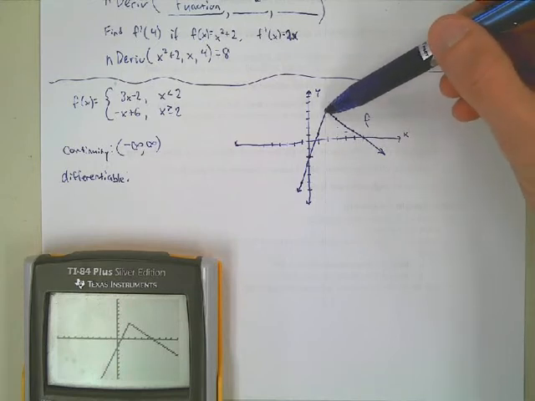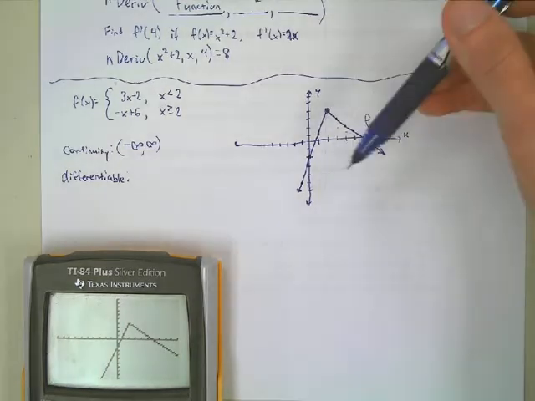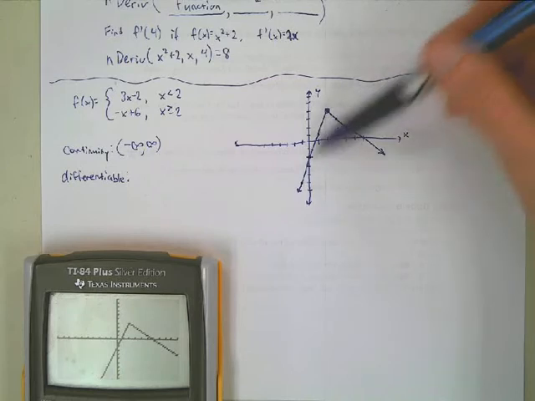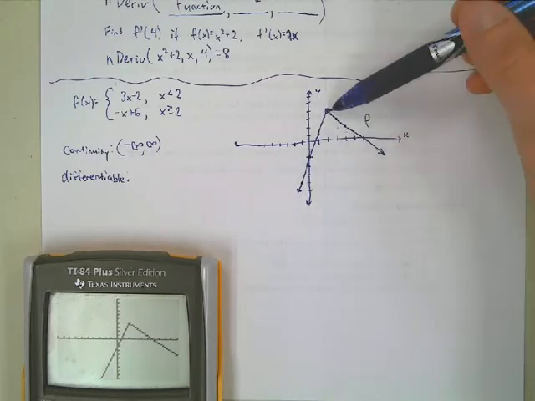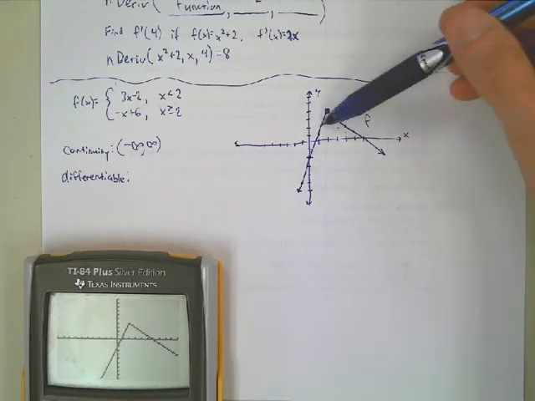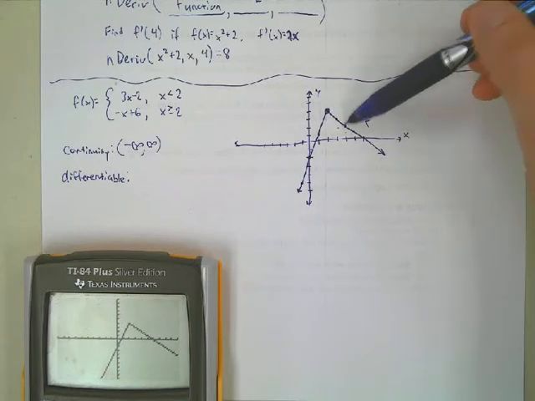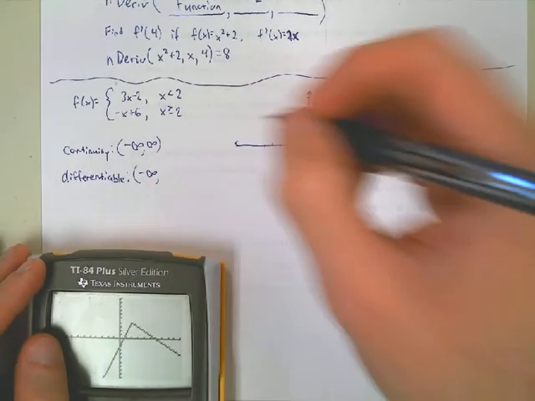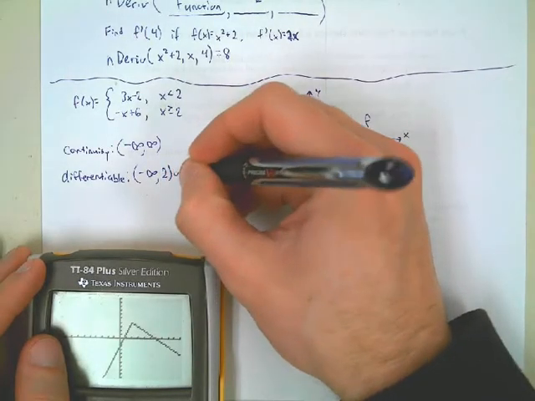We can see that as well, because what's the slope to the left of that point? Positive 3. What's the slope to the right? -1. And it's a sudden change, right? Suddenly we're changing from a positive 3 to a -1 slope. And so, in fact, the function will not be differentiable there. So we'll say from -infinity to 2, union 2 to infinity. Questions about why that is again?